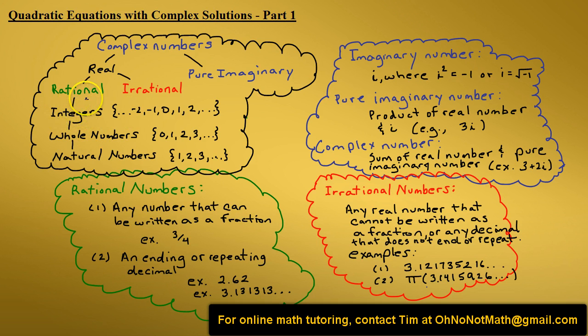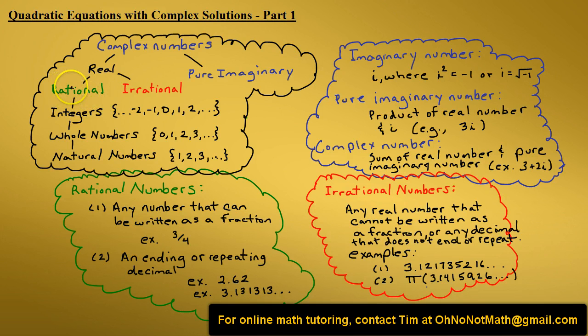Moving up from there, we have the rational numbers. Rational numbers, let's go down to the green cloud, are any number that can be written as a fraction, for example 3/4, or any ending or repeating decimal, for example 2.62. That would be a decimal that ends, an ending decimal. Or a repeating decimal would be something like 3.131313. That 1-3 pattern repeats.